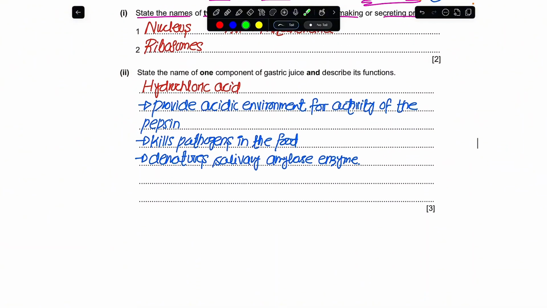If I take you to this second part, for a total of 3 marks, they say state the name of one component of the gastric juice and describe its function. At IGCSE level, what we know is that the gastric juice has hydrochloric acid, or it has the pepsin enzyme, or the pepsinogen, but it's simpler to write it in terms of hydrochloric acid. And we know that this hydrochloric acid kills the pathogens, or the disease-causing organisms, that we have mistakenly eaten in the food.